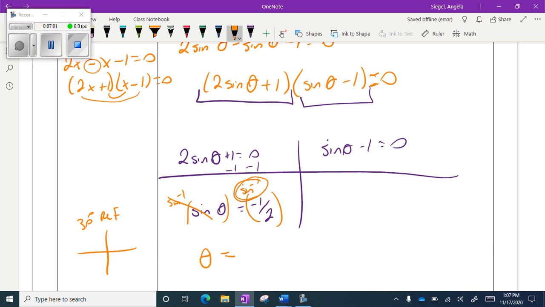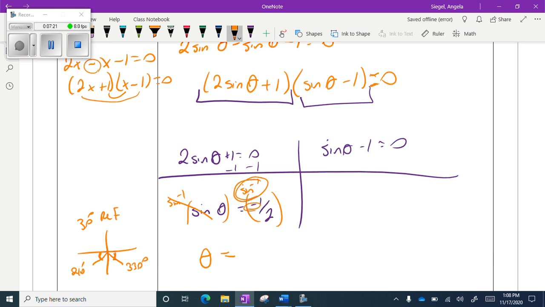And the other thing that's jumping out at me is that it's negative. So where is sine negative? So just like another one, it's negative in quadrant 3 and quadrant 4. So if I have a 30-degree reference angle there, it's going to be 210. If I have a 30-degree reference angle there, it's going to be 330.